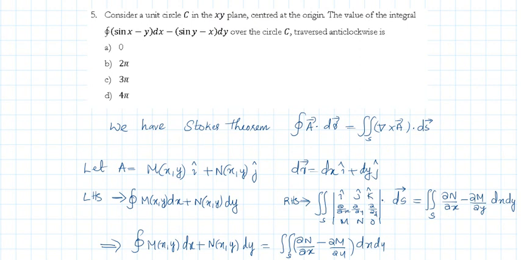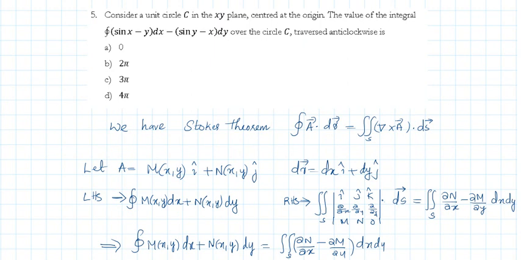Suppose I took A as M(x,y) i cap plus N(x,y) j cap, a two-dimensional vector field. And dr, the line element in the xy plane, is dx i cap plus dy j cap. Then A dot dr becomes M(x,y) dx plus N(x,y) dy. So the left hand side of this Stokes theorem becomes like this.